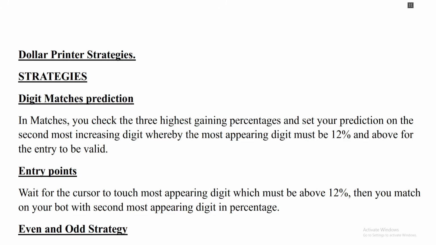Ensure you identify the 3 highest gaining percentages. Set your prediction on the second highest, and ensure the highest percentage has more than 12.5% and above for this entry to be valid. Now, what is the entry point? You wait for the cursor to touch the most appearing digit.